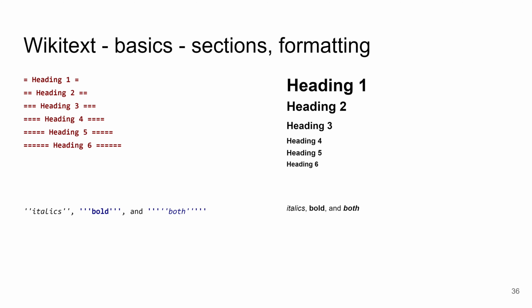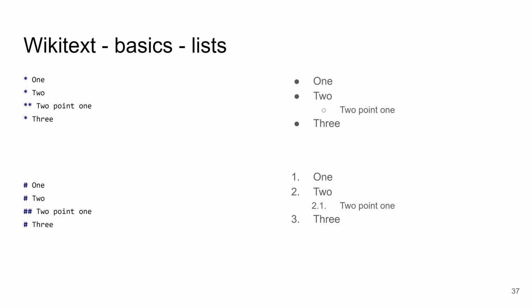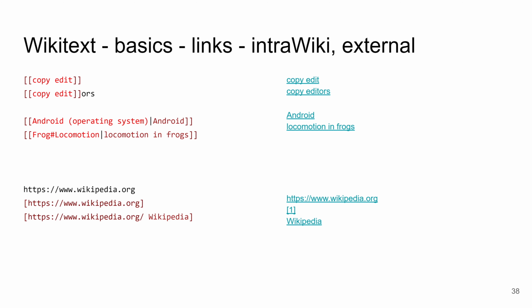Now, italics, bold, and both differ in the number of single quotes surrounding the text you want to format. So 2 single quotes are italics, 3 single quotes are bold, and 5 single quotes surrounding your text is a combination of bold and italics. Lists are quite similar to Markdown, so the asterisks are the unordered list and the number signs here are the ordered lists. So those are lists, but the most important difference or feature of Wikitext are links.